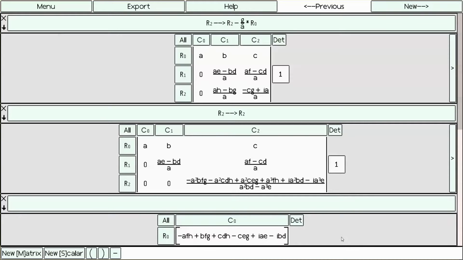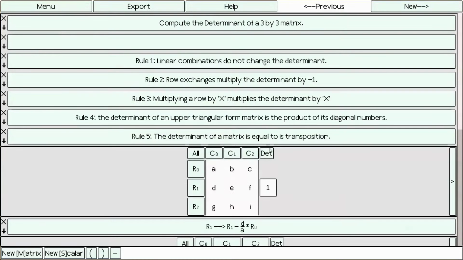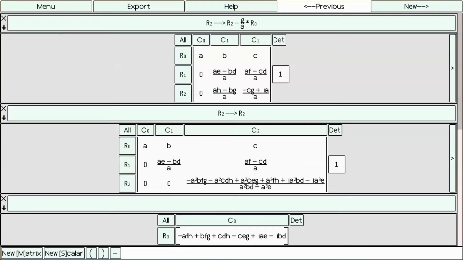and we've now computed that the determinant of any arbitrary 3 by 3 matrix of the form A, B, C, D, E, F, G, H, I is equal to negative AFH plus BFG plus CDH minus CEG plus IAE minus IBD. Thank you very much for watching.